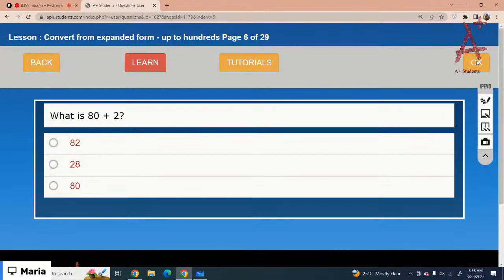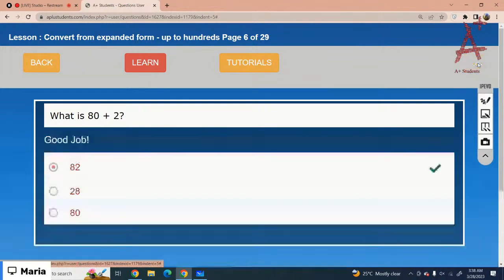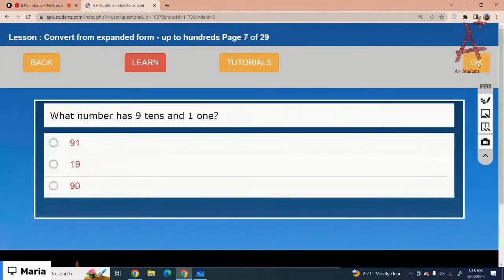What is 80 plus 2? So which is the correct option? Yes, it is 82. What number has 9 tens and 1 one? So which is the correct option? 1 is at the ones position and 9 is at the tens position.